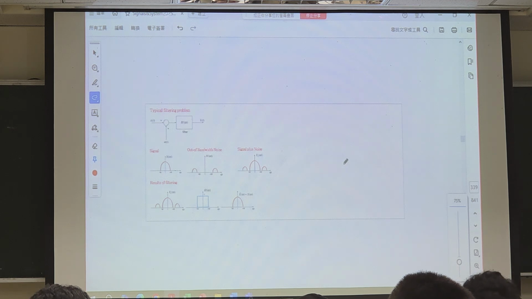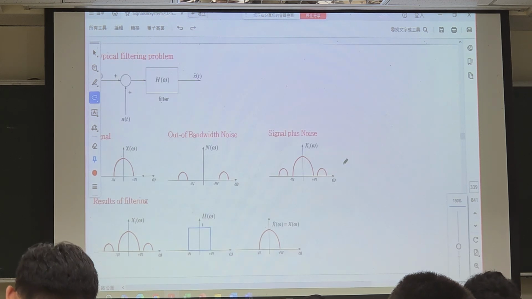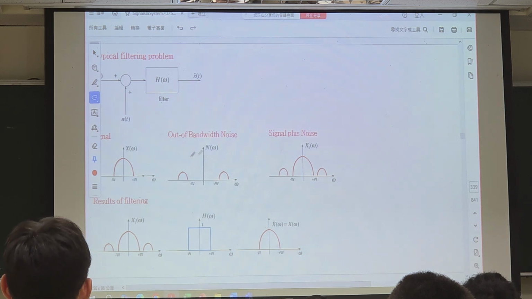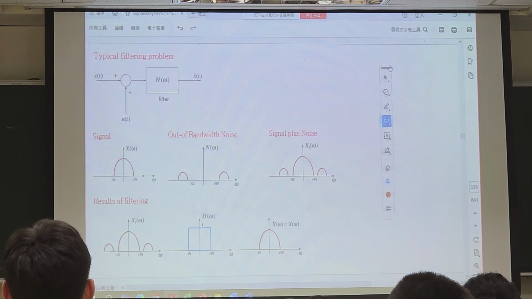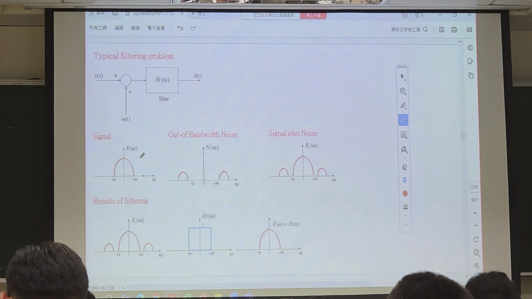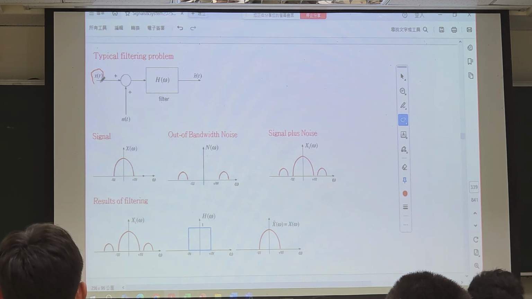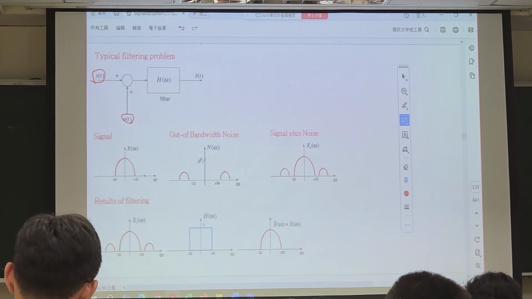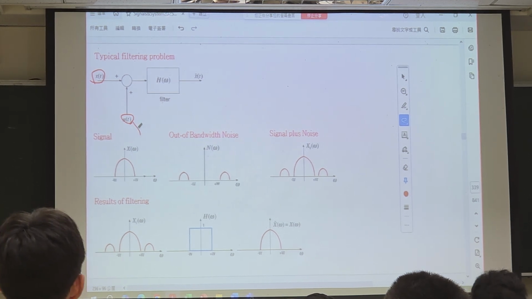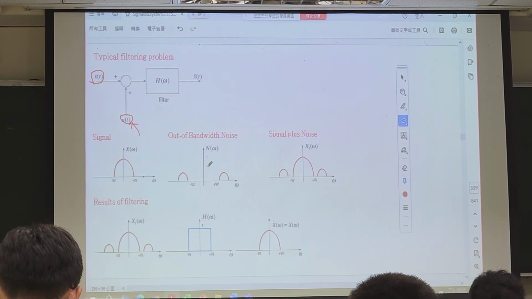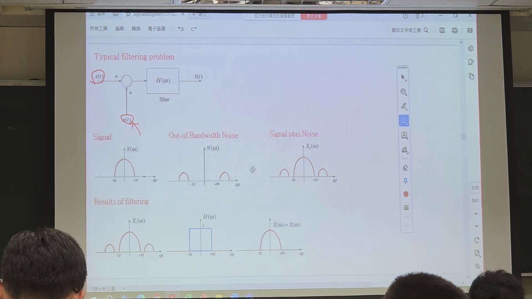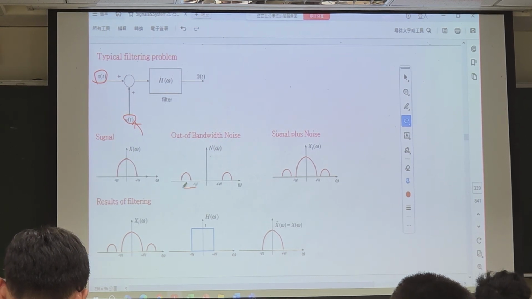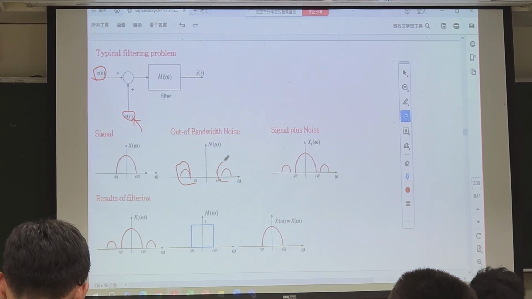Here is a quick example. Suppose I have a signal, x of t, and this is the frequency response of x of t. Then this signal x of t will be disturbed by the signal n of t, this is noise. And the power spectrum or frequency response of the noise is given by this one.